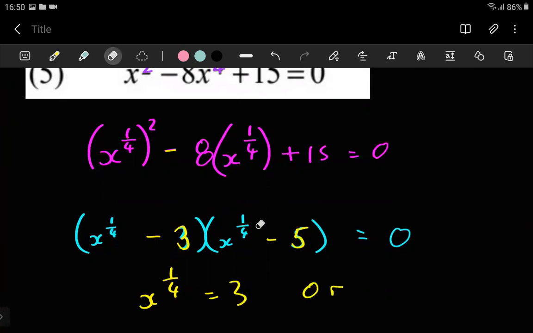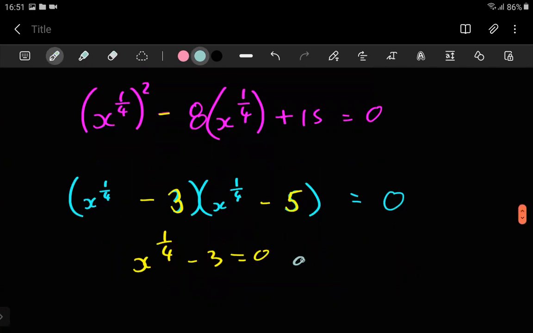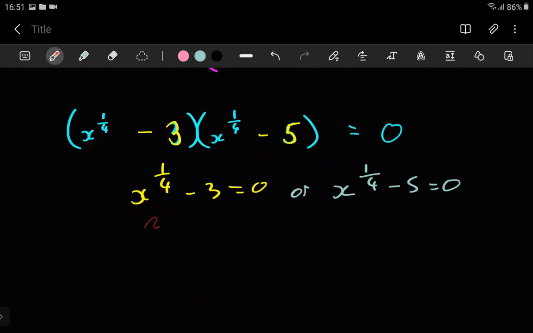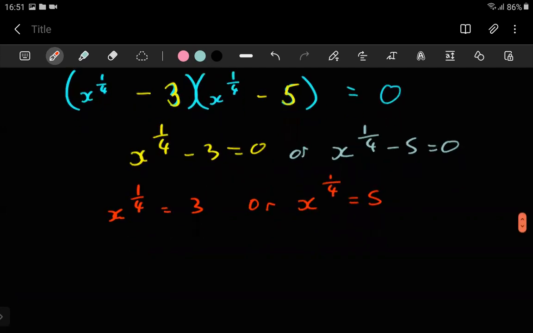So the answers will be, let me not have shortcuts here: you take the first bracket and make it equal to 0, and you take the second bracket and make it equal to 0. Then from there, you move the 3 to the other side, so x to the power of a quarter equals 3, and then 5 to the other side, x to the power of a quarter equals 5.